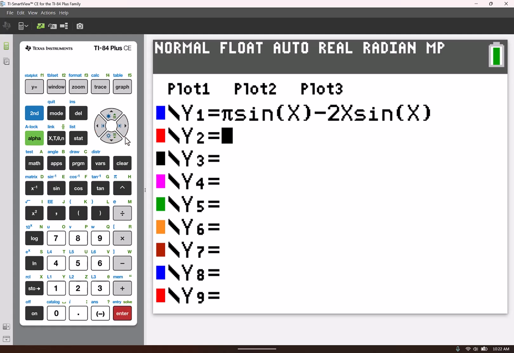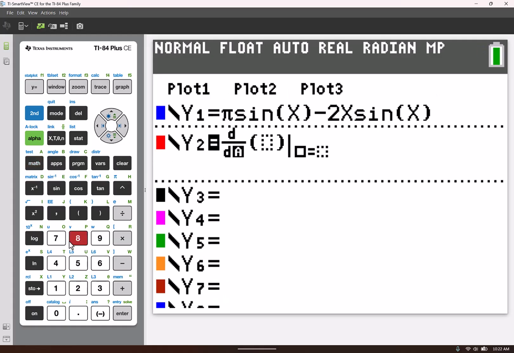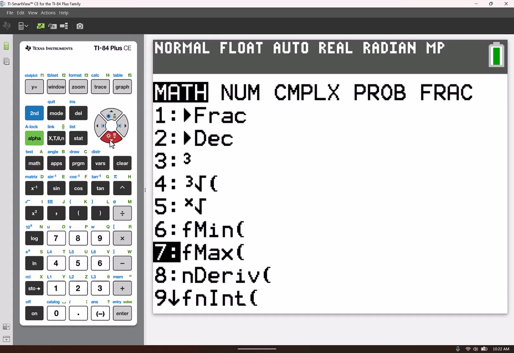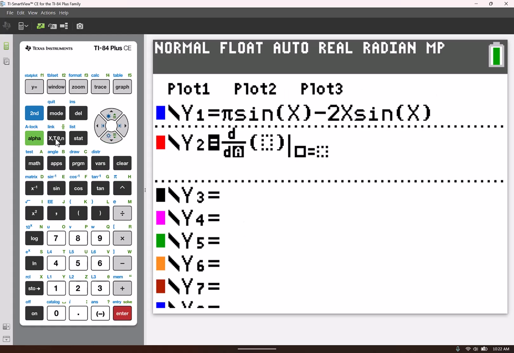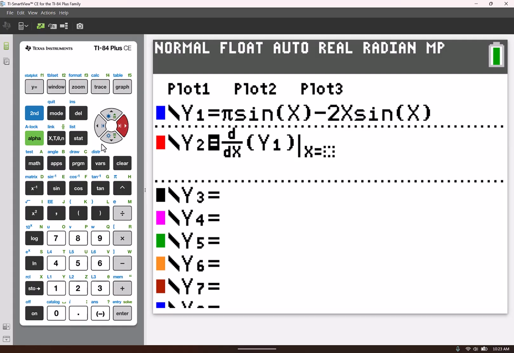And then go to y2 and push math, numeric derivative, number 8, and then put x, and then put alpha trace, y1, at x equals x. Now let me know what you need help with plugging in. I'll even do it one more time. I'm going to clear this. Push math, numeric derivative, number 8, then x, and in here you type in y1. How do you type in y1? Alpha trace, and there it is, all the y values that you can put in there. Put y1, and then put x equals x, like that.